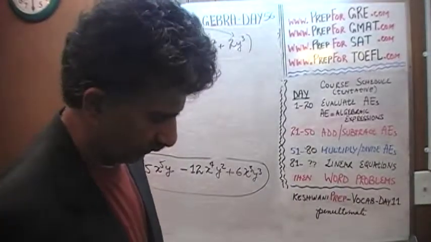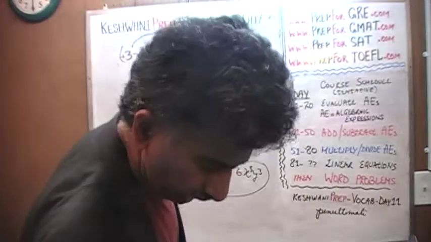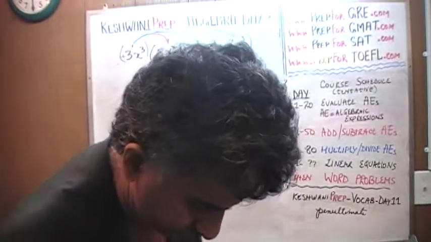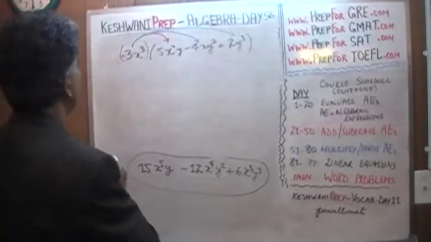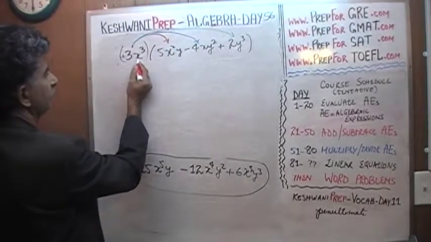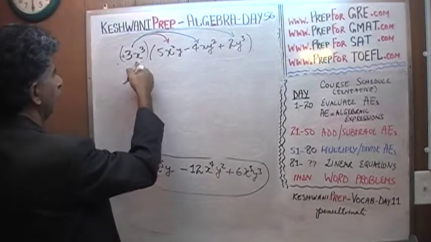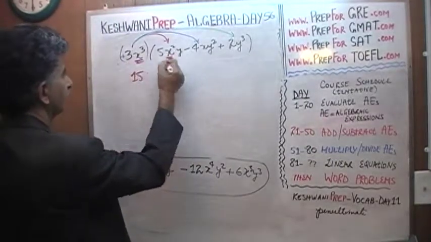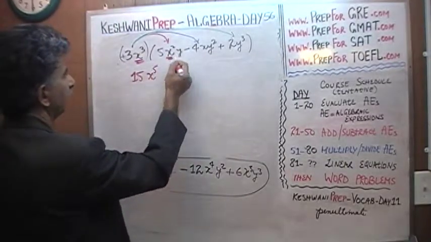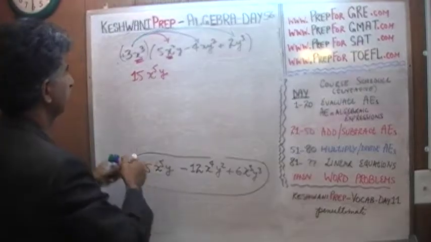So let's follow the colors that we have there: the red, blue, and green. So the first one is the red one here. 3x cubed times 5x squared y. 3 times 5 is 15. X cubed times x squared is x to the 5th. And then we have the y. So that takes care of that part.